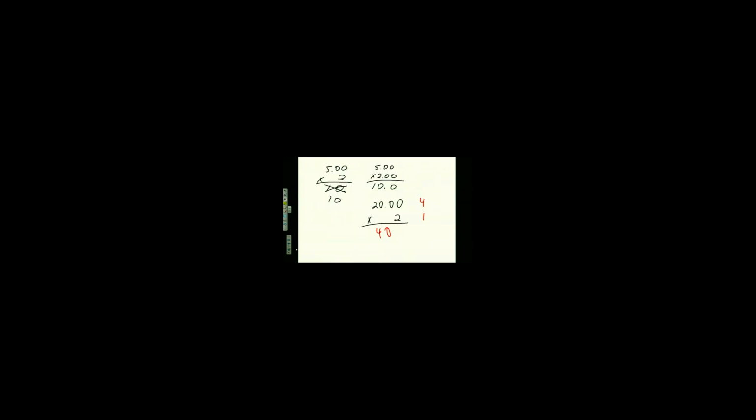We're getting ready to blow your mind a little bit. What if we do 20.00 times 5.00? What's the answer? The answer is 100, isn't it? Mm-hmm. 20 times 5 is 100.